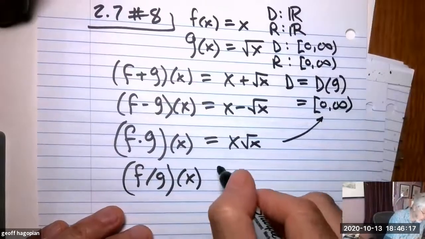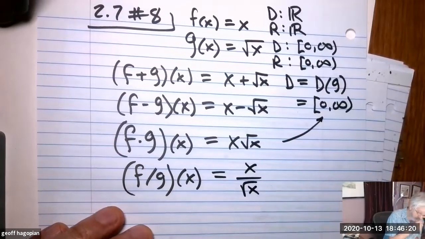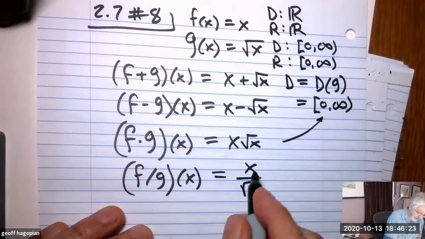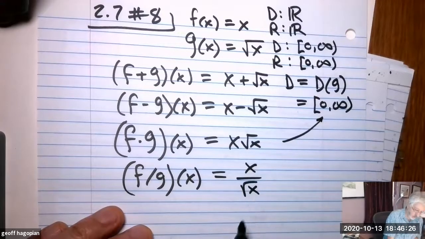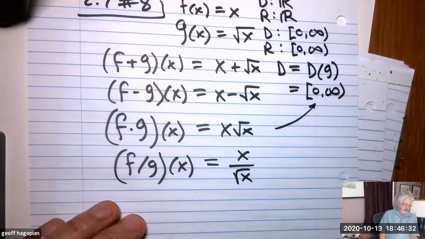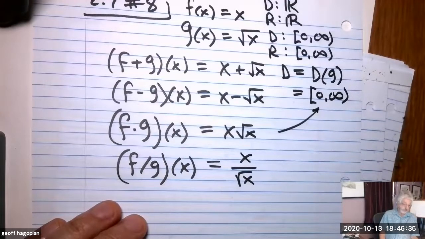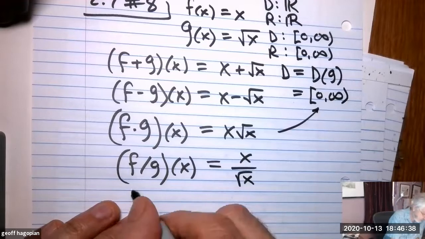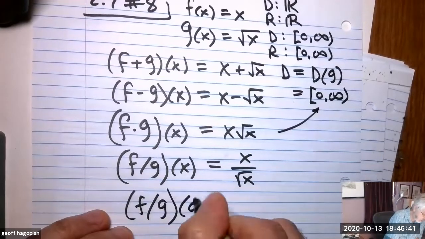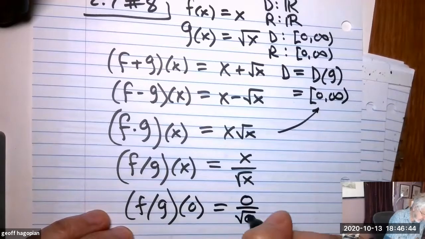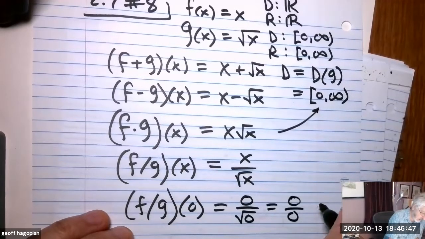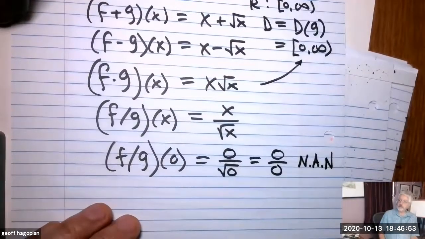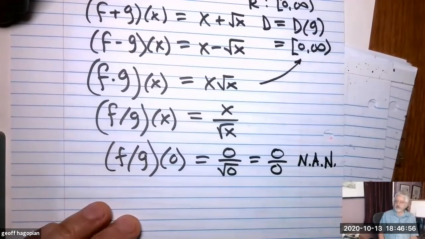Well, in that case, we've got x divided by the square root of x. Be careful here, right? Because at 0, we've got 0 over 0, which in general is indeterminate, and so not well defined. So what happens if we say f divided by g of 0? Well, then we have 0 divided by the square root of 0, which is 0 divided by 0, which is not a real number, not a number. That's sort of computer notation for that. 0 divided by 0 is not a number.